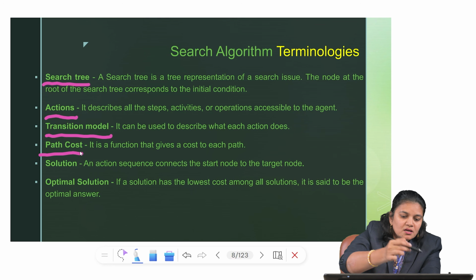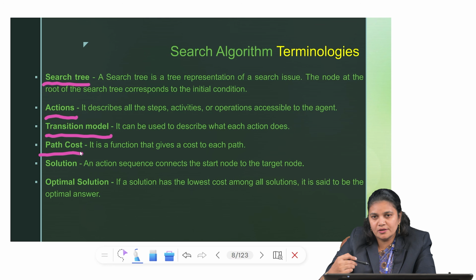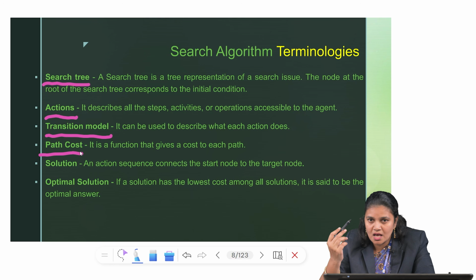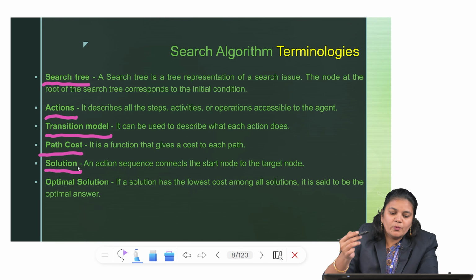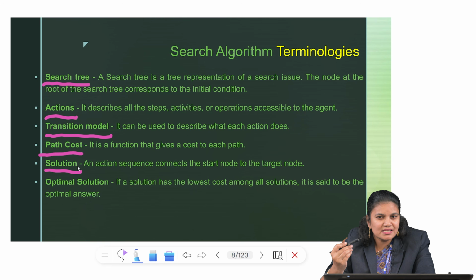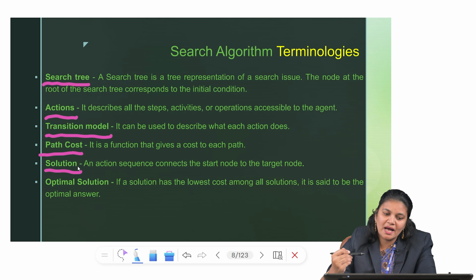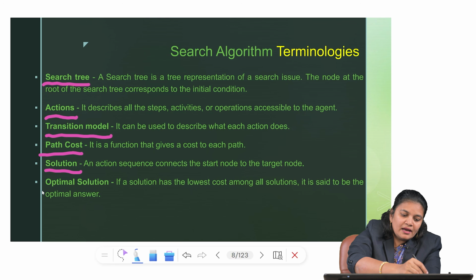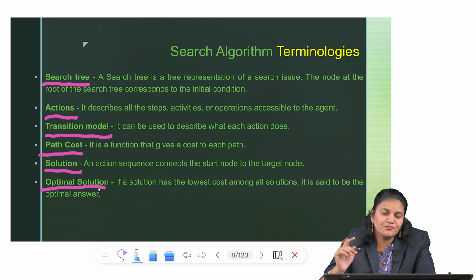And path cost: the total cost which takes us from the initial state to the solution state is called the path cost. This cost varies for different paths. Solution. When we take some actions, the sequence of actions takes us from the start node to the goal node. This sequence of actions, we call the solution. And I mentioned that there will not be a single solution. There will be multiple solutions for every problem. So among all the solutions, we should try to find the optimal solution.